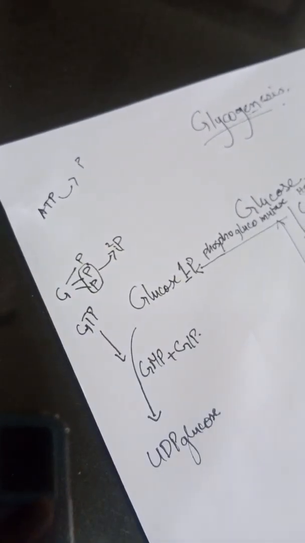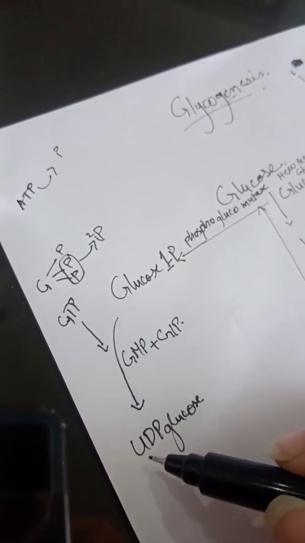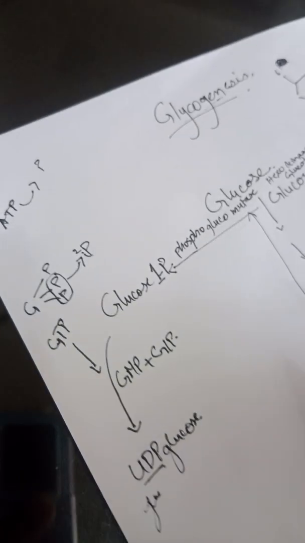Okay, so in all the reactions in biochemistry, we will be seeing that UDP particularly acts as a glue. Okay, this is going to attach this particular glucose in a chain.